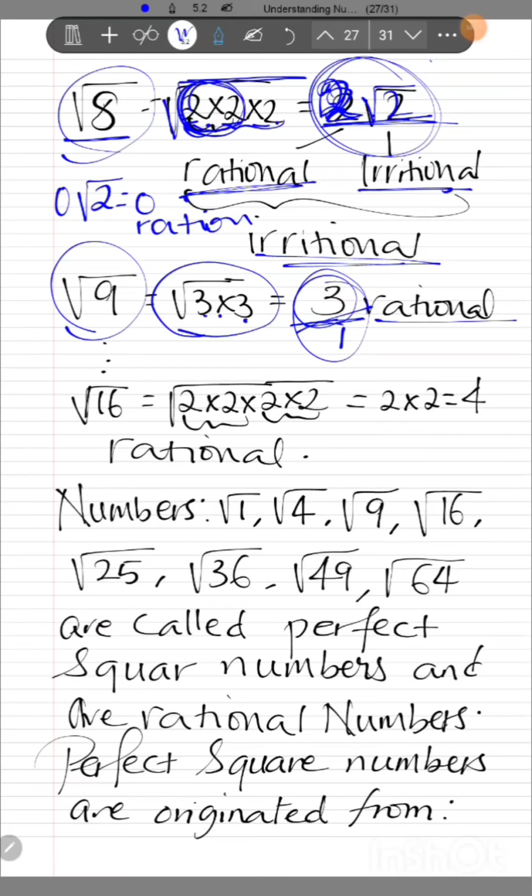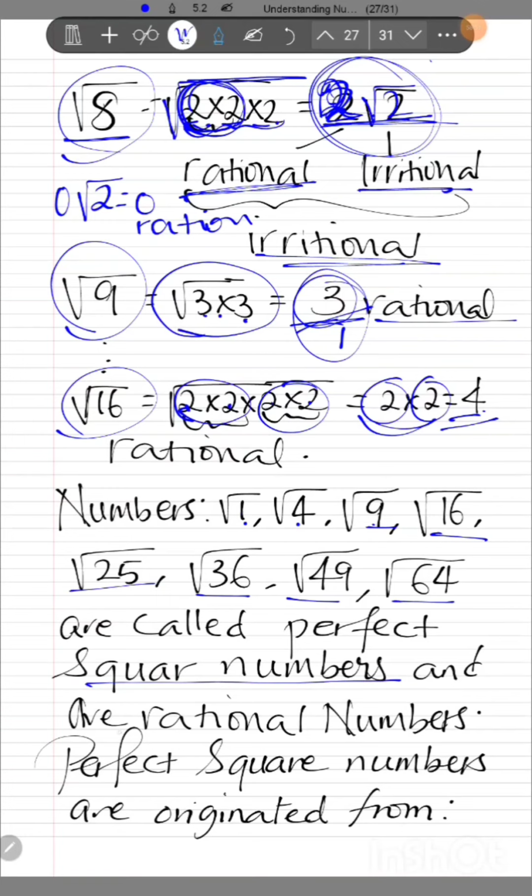What about square root of 16? 2 times 2 times 2 times 2. Out of these two, one is freed. Out of these two, another one is freed. So 2 times 2 is 4. Square root of 16 is 4, and it is rational. So numbers such as 1, 4, 9, 16, 25, 36, 49, and 64 are called perfect square numbers, and they are rationals.